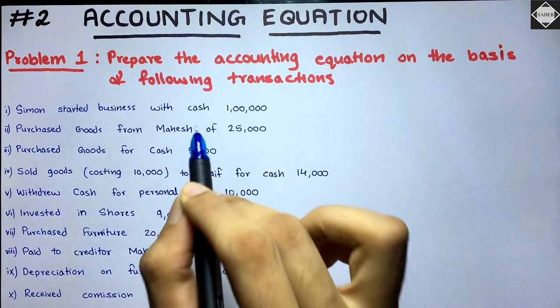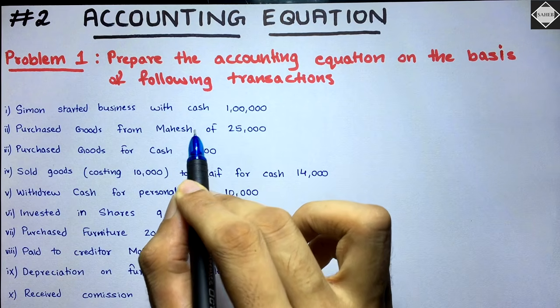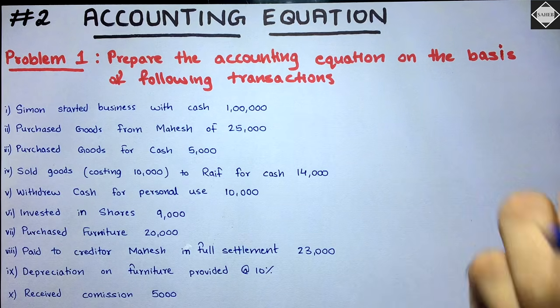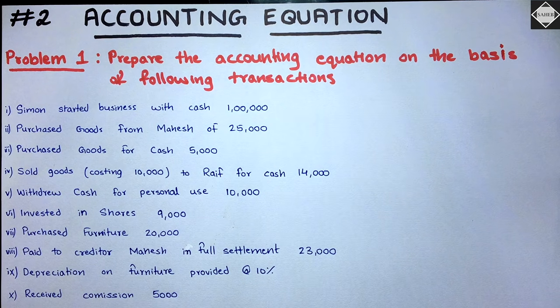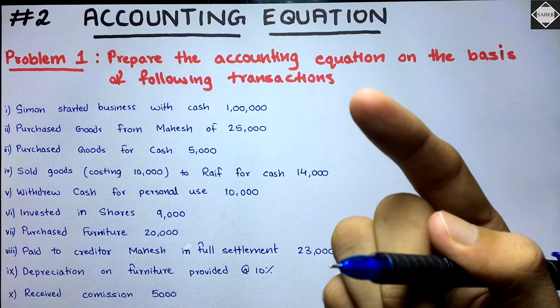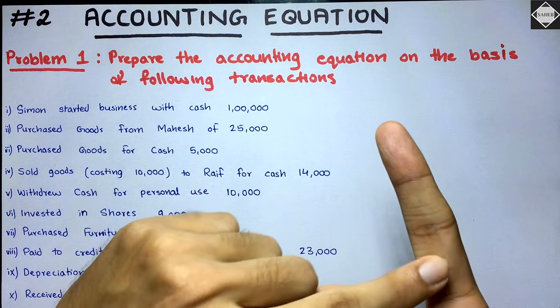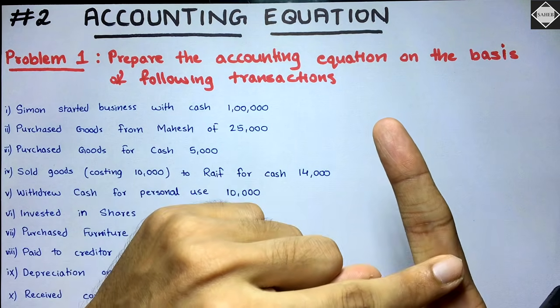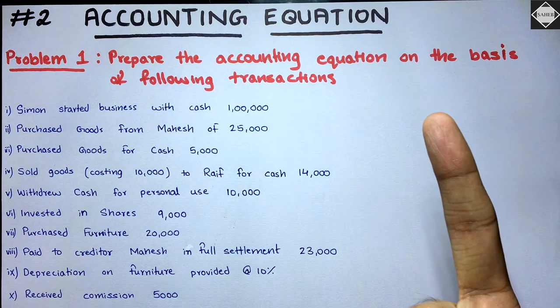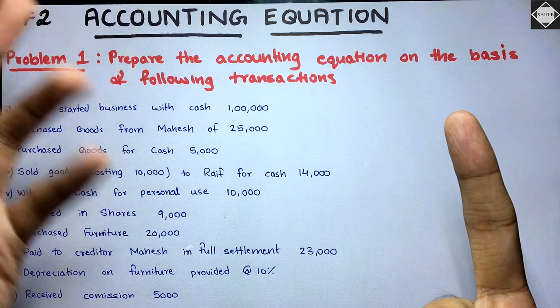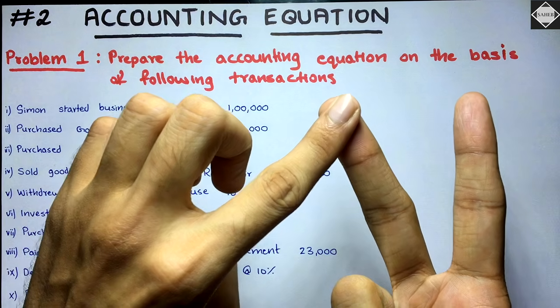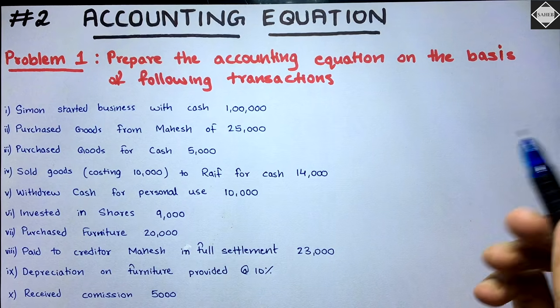Because this is a credit transaction. We have to pay to Mahesh in future. So Mahesh is our creditor, payable, liability account. So liability in the business is increasing, the Mahesh account is increasing by 25,000, and we have received goods, inventory or stock, whatever you want to call it, that is also increasing. Is that clear? Fine, you got that.